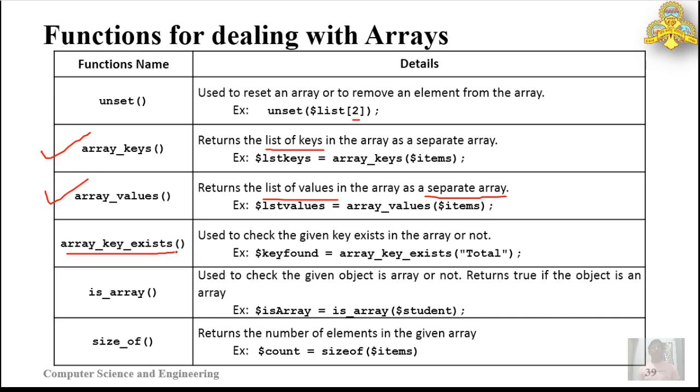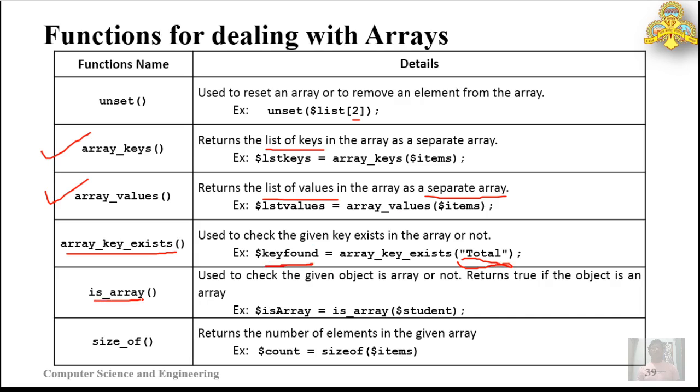We can check whether a particular key exists or not. So the function array hyphen underscore key underscore exists is used. Say for example, here I am checking whether the key, it's not the value, it is the key total, exists in the array or not. If it exists, then I will get the value, that is key found.